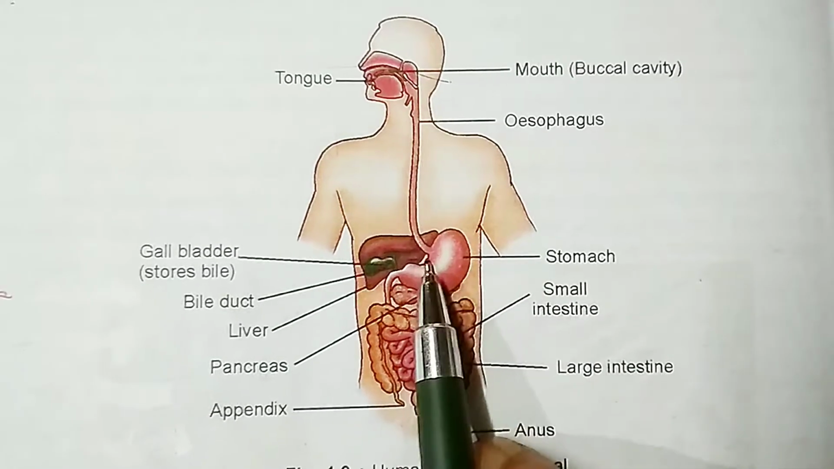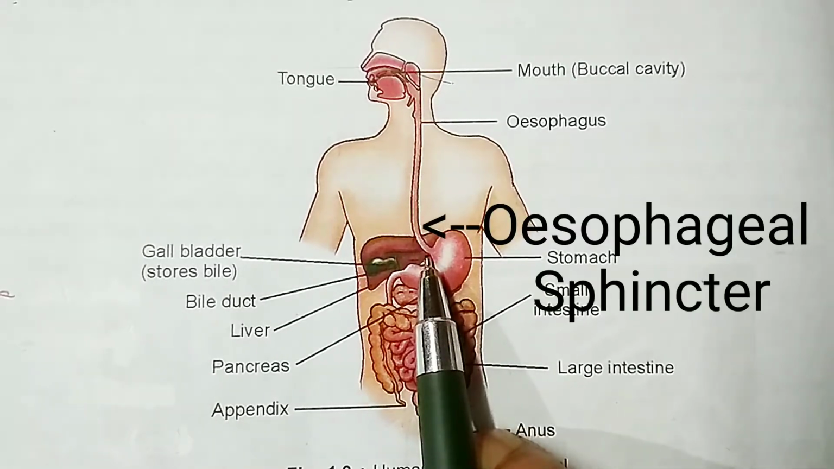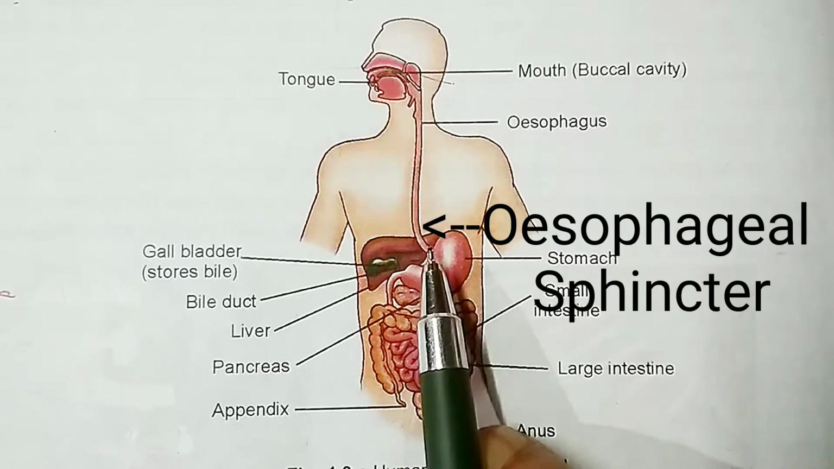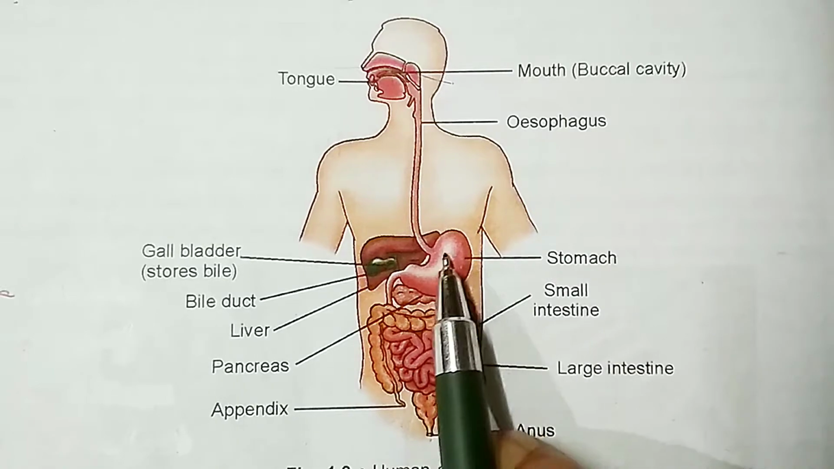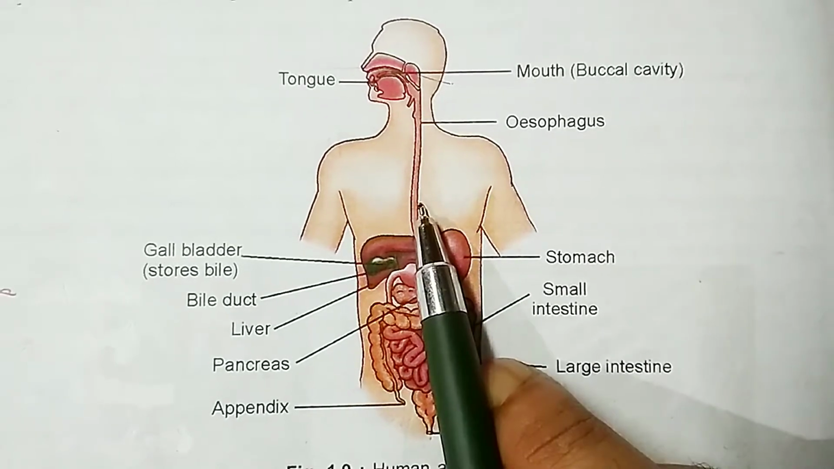Now, in the esophagus there is one muscle which is called the esophageal sphincter, and this sphincter muscle helps in preventing the ejection of stomach contents into the esophagus.